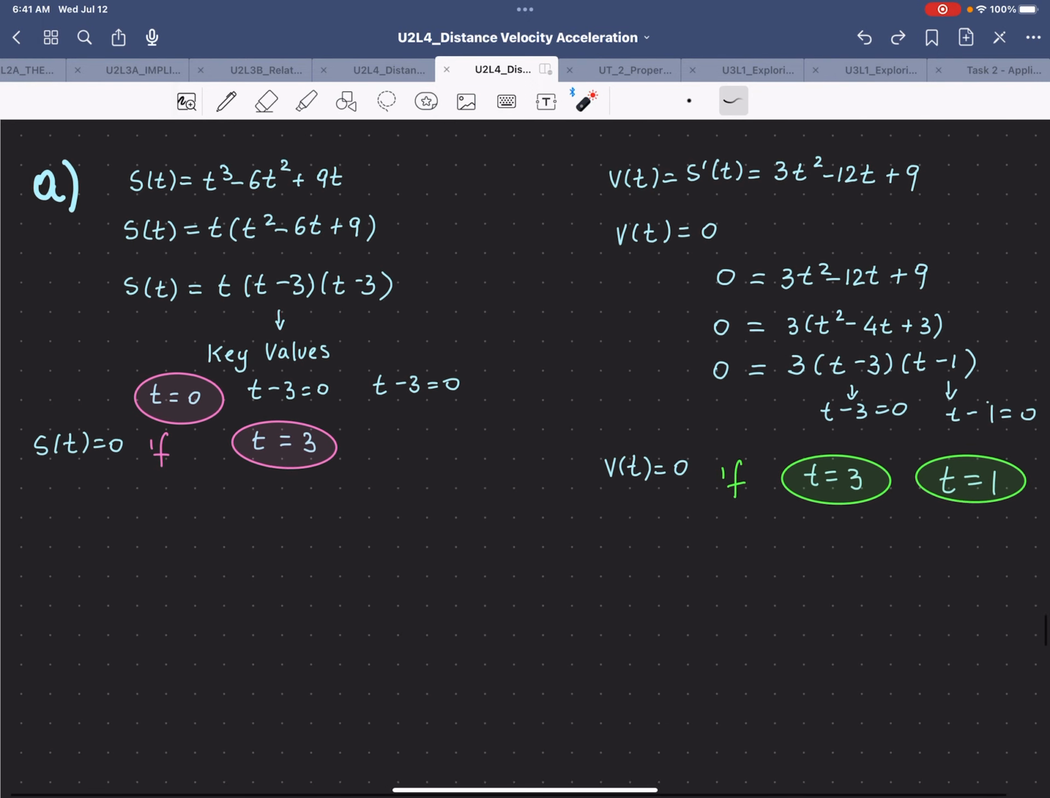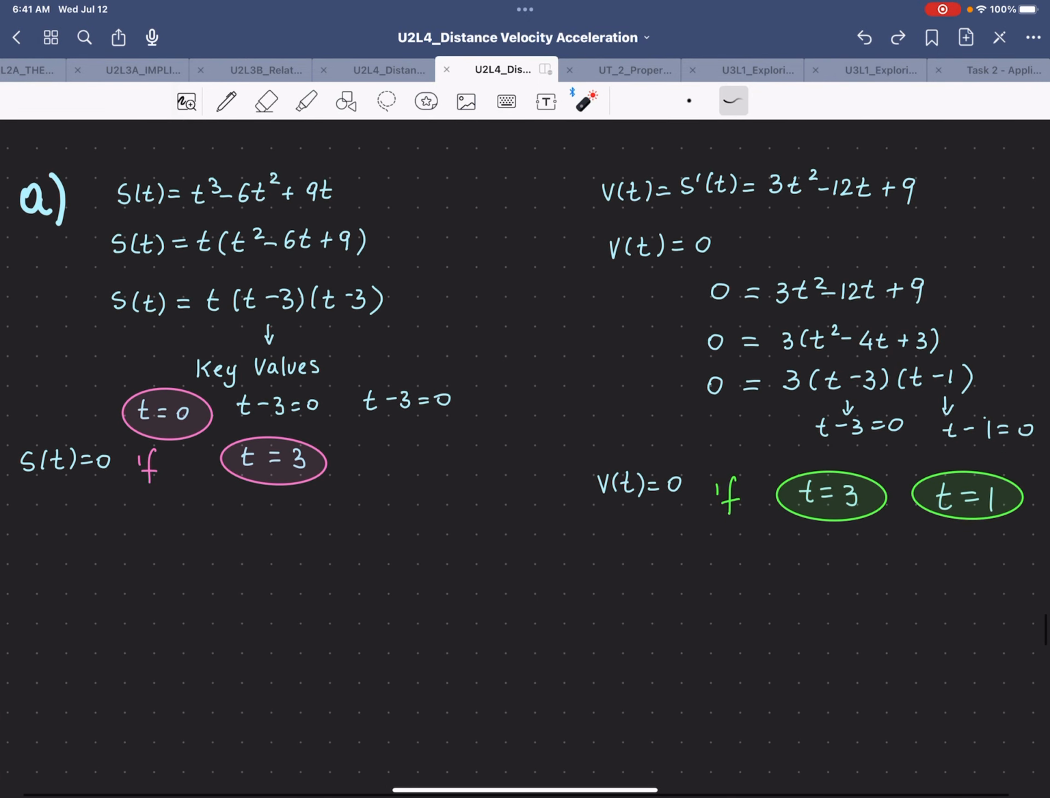So far at this point, we have found the key values of velocity and the key values of position. So in order to determine where and at what time intervals the cougar is moving away or towards the origin, then we are going to build a chart to study the sign of both of them, position and velocity. So I'm going to start off by drawing the number line where we will place all the key values.